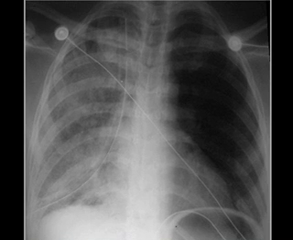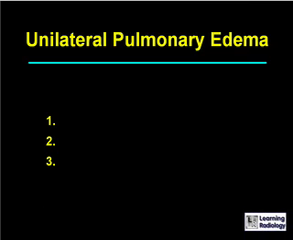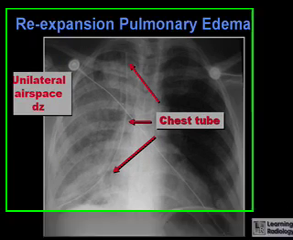Here's the next differential. Pause the player. The differential is unilateral pulmonary edema. There are 3 causes. Pause the player. The causes of unilateral pulmonary edema include rapid expansion of a pneumothorax or rapid withdrawal of fluid from a pleural effusion, postural, or disease in the other lung, for example, chronic obstructive pulmonary disease.